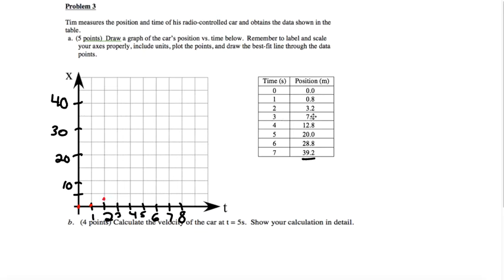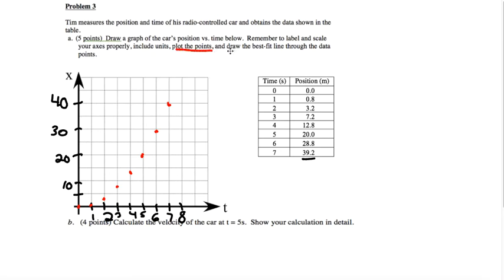In 3 seconds, it's at 7.2. So over to 3, up to where 7.2 would be. Now we're finally past 5. We're kind of halfway to 10 now. And just continuing the same process. So 4 seconds was 12.8, somewhere in there. 5 seconds, we're exactly at 20. In 6 seconds, we're at 28.8. So almost to 30. And then 7 seconds was that 39.2, right below 40 basically. Okay, so we just plotted the points.